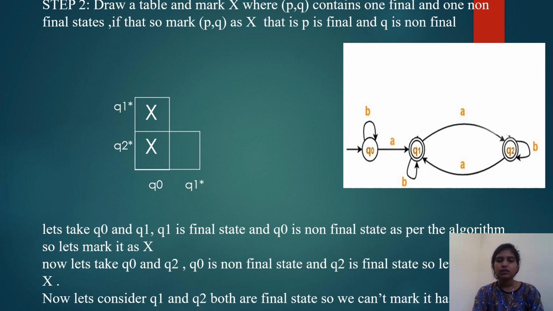Now let's take Q0 and Q2. Q0 is a non-final state and Q2 is a final state, so it has X. Now let's consider Q1 and Q2. Both are final states, so we cannot mark it.